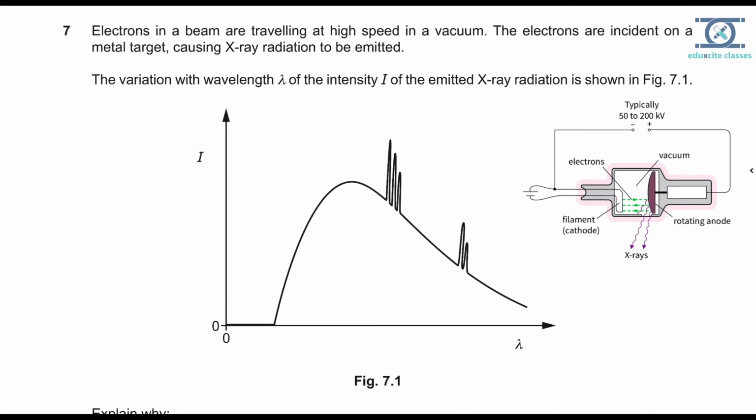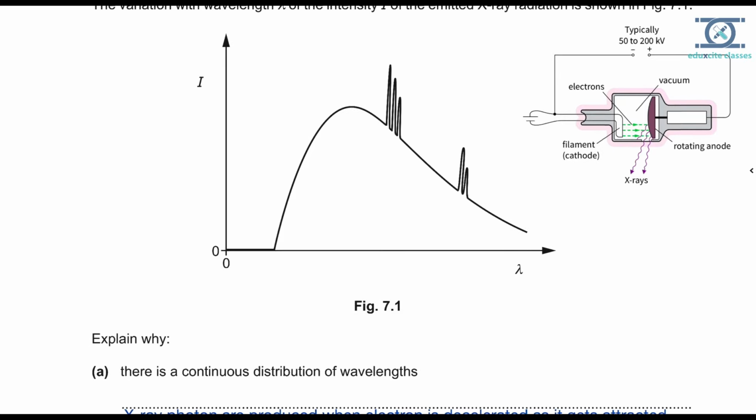Now question number 7. The electrons in a beam are traveling at a high speed in a vacuum. The electrons are incident on a metal target, causing X-ray radiation to be emitted. The variation with the wavelength of the intensity I of the emitted X-ray radiation is shown in figure 7.1. Explain why there is a continuous distribution of wavelength. For this you should have a better understanding of how X-rays are produced. Then only you can answer such types of problems.